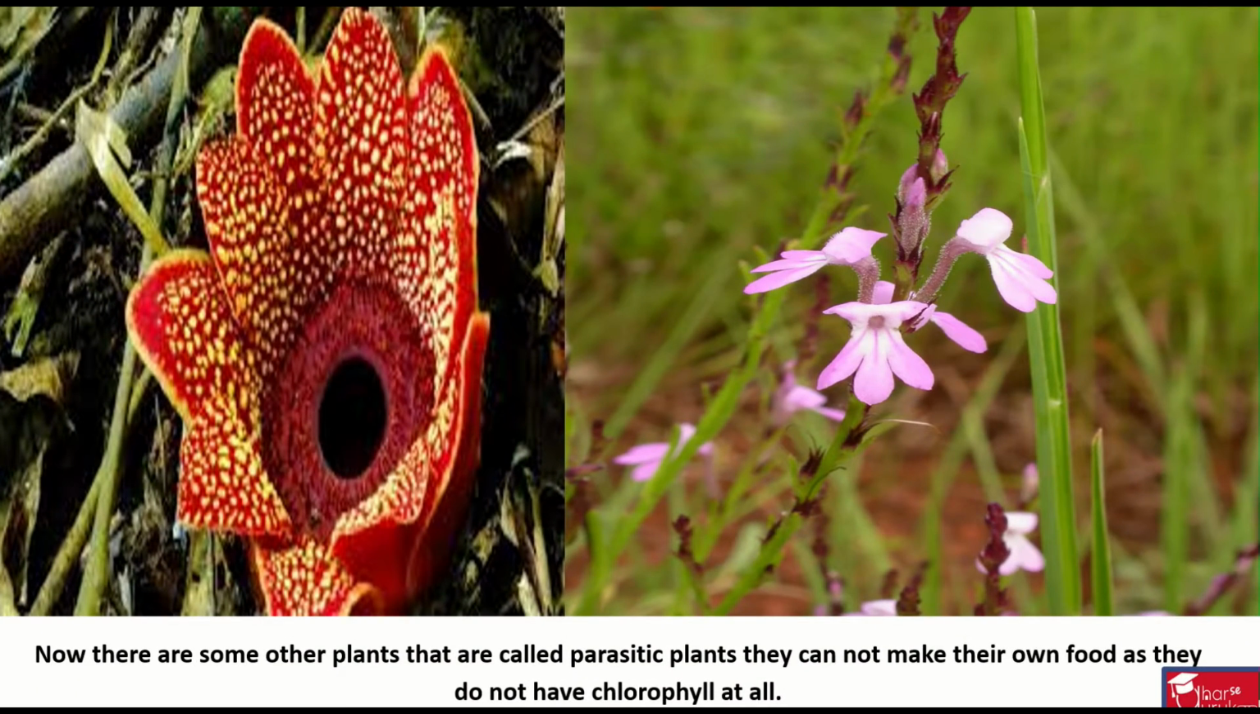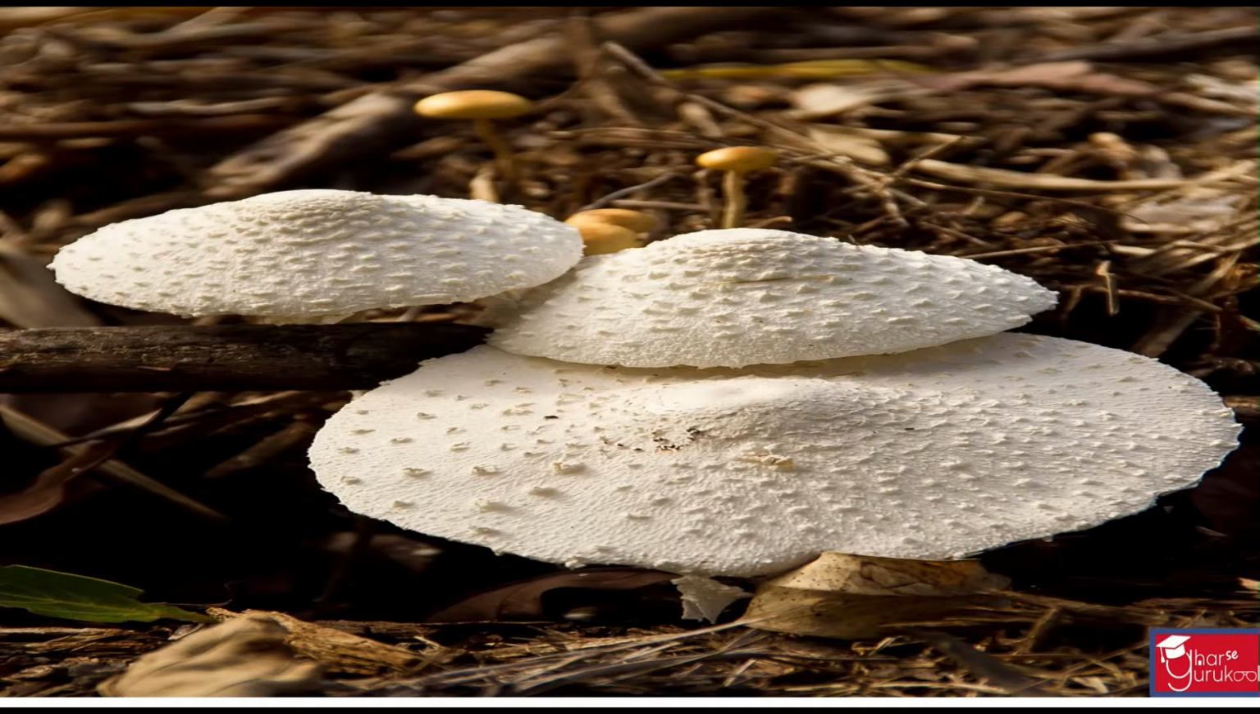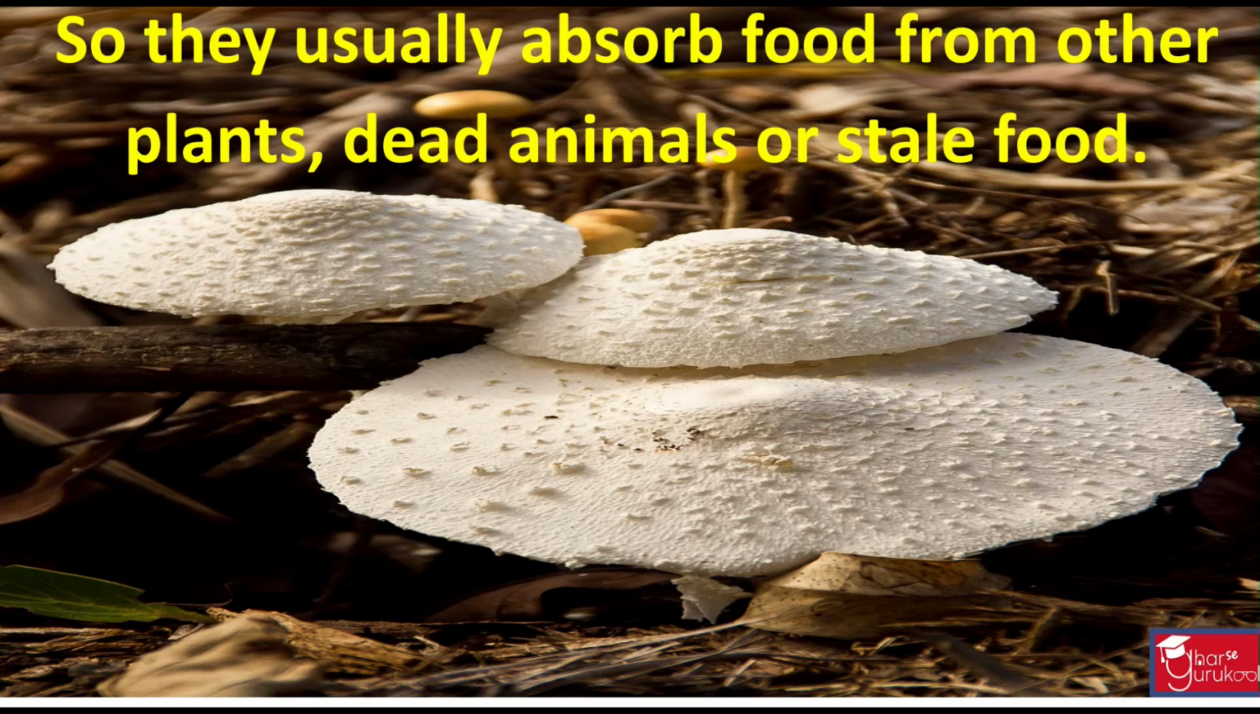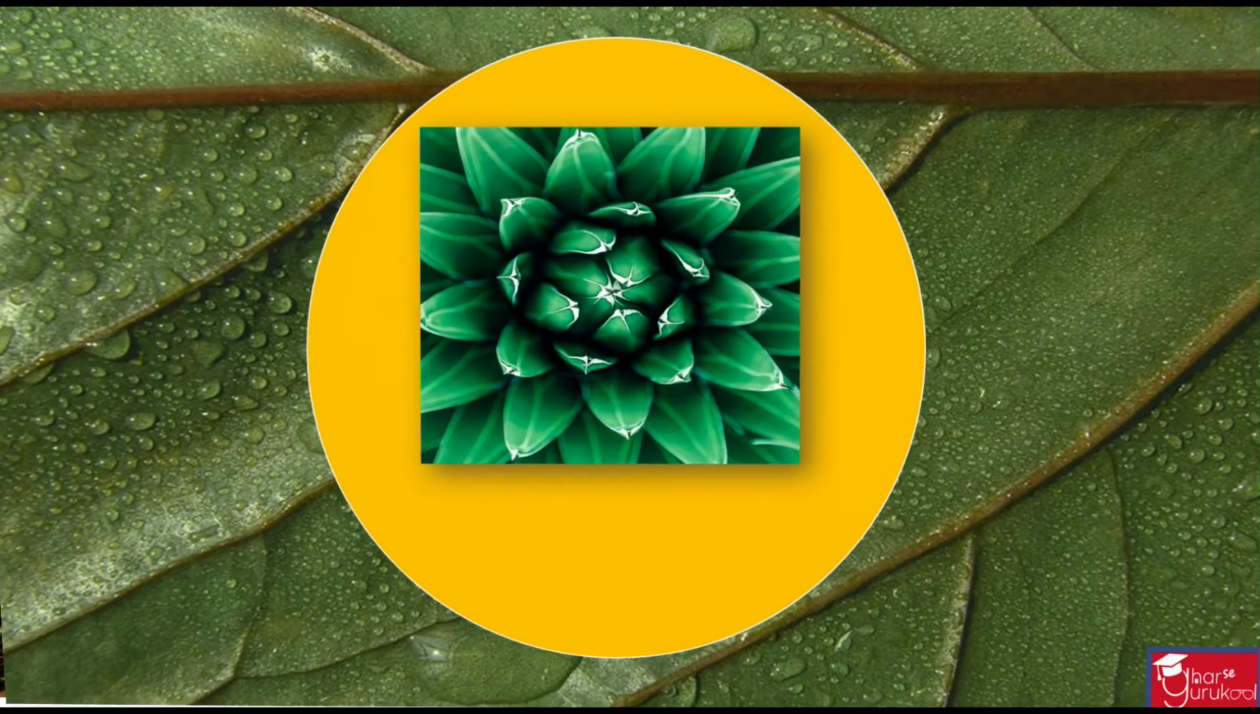Now, there are some other plants that are called parasitic plants. They cannot make their own food as they do not have chlorophyll at all. So, they usually absorb food from other plants, dead animals or stale food. So, that was about chlorophyll.